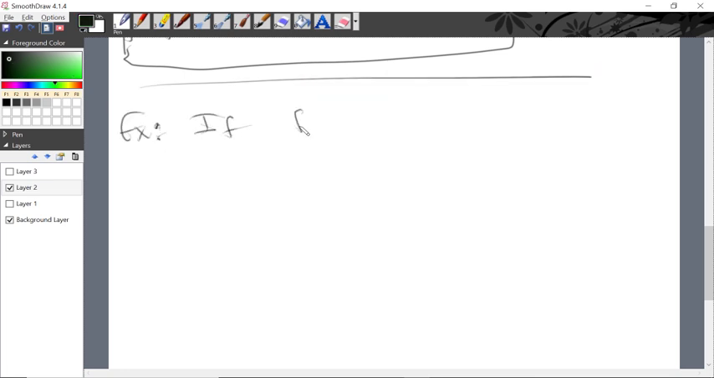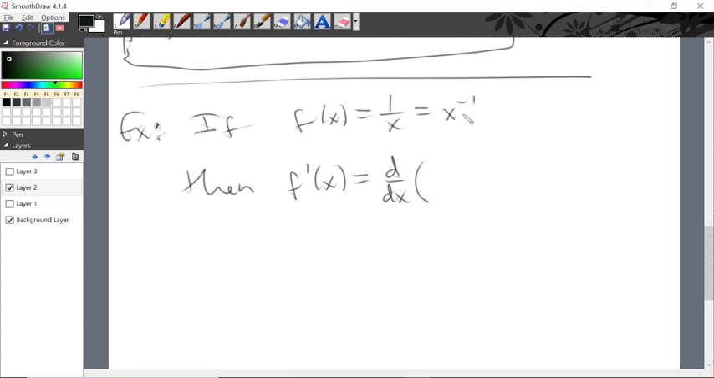Okay, so if f of x equals 1 over x, then f prime of x would be what? Well, we have the derivative of 1 over x, but 1 over x is the same as x to the negative 1. That is doing some algebra here, right? We are writing it as a power function before we proceed with the differentiation rule.